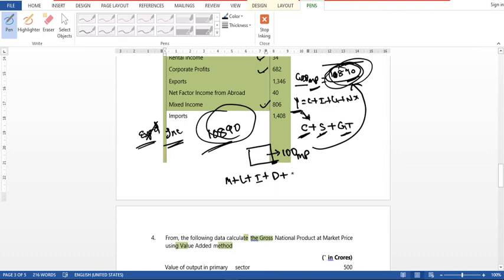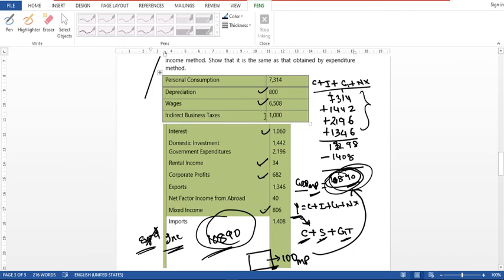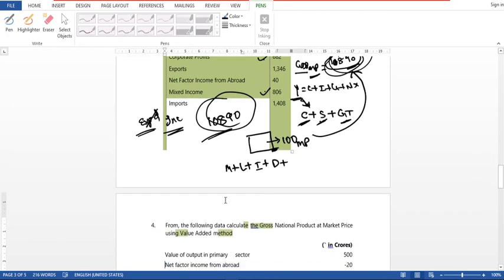Have I added indirect taxes in this? I should add it. Yes, everything. Indirect taxes. This 1000 should be added. And the total will be 10,890. Depreciation plus indirect taxes plus profit will be nothing but equal to market price, which will be nothing but 100. So what is expenditure? Adding the total of this.